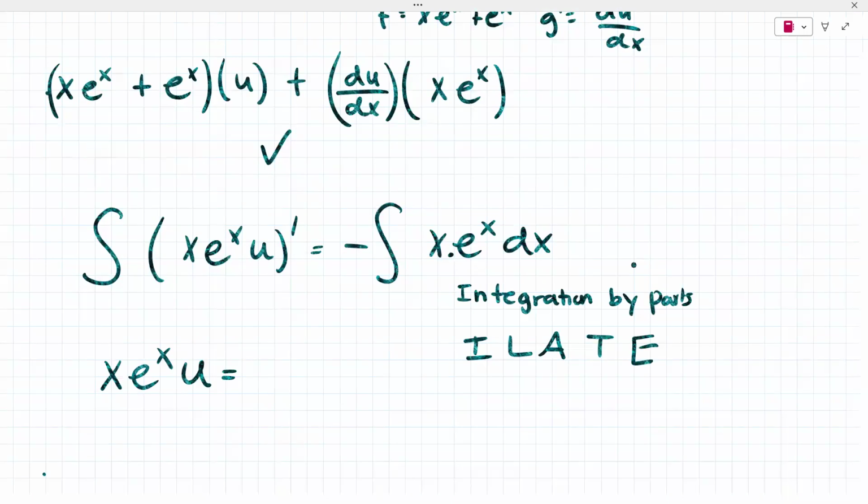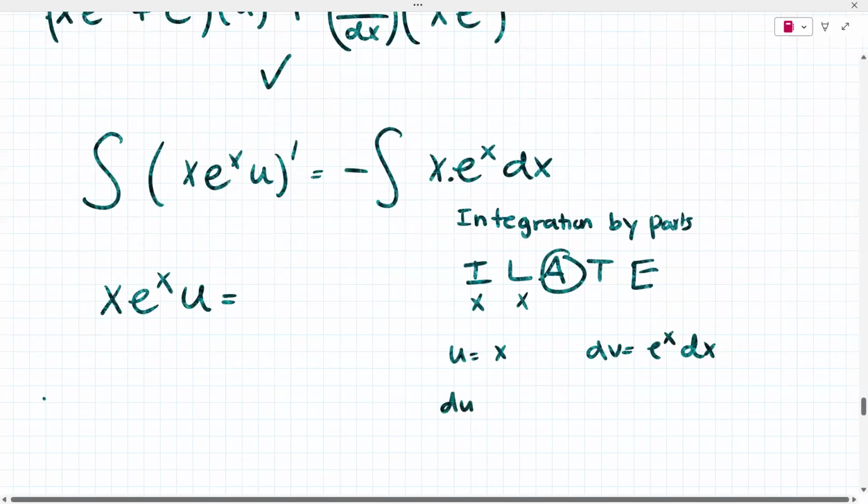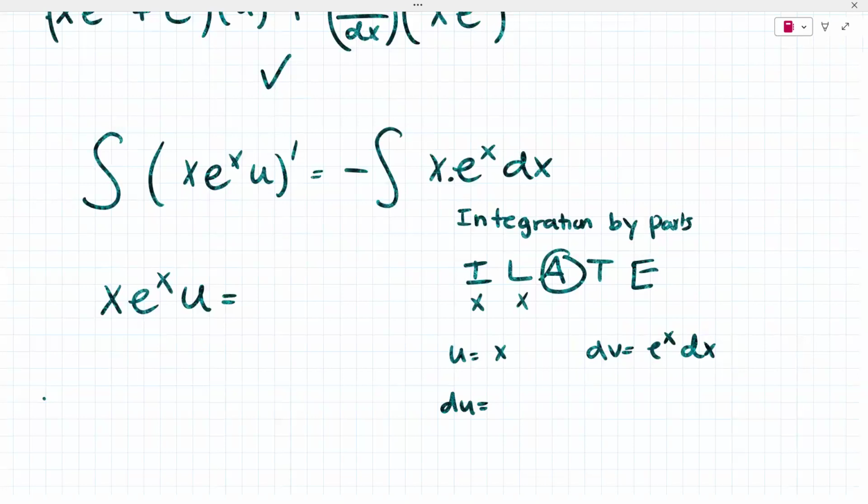So do we have an inverse? No. Do we have a log? No. Do we have an algebra? Yes, we do. So our u is going to be x, and then my dv is the leftover, which is e to the x dx. So what is du? That would be 1 over x.